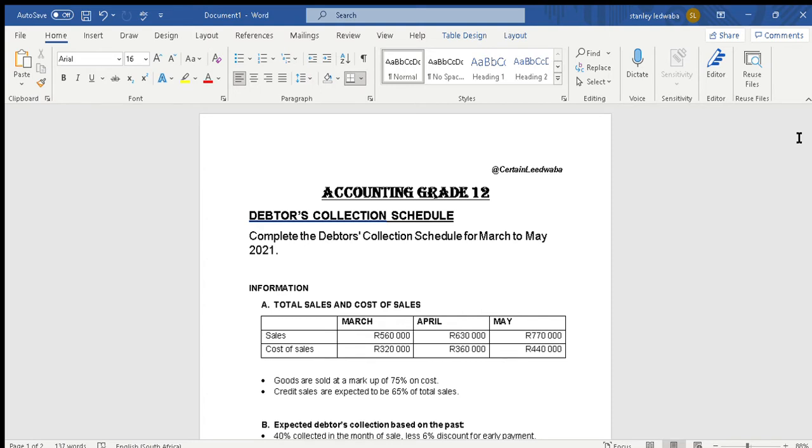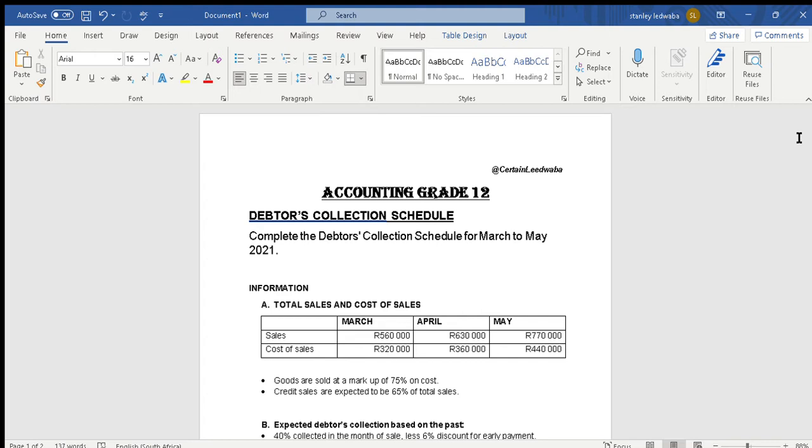Remember guys, you've been taught this since I think January. So I'm not going to explain the basics of the budget or the basics of this topic, debtors collection schedule. I'm just going to show you how to calculate and how to apply these figures after the calculations. Also remember, they give you the expected debtors collection based on the past, on how they collect. I think that's where most of you get difficulties and confusion in understanding this.